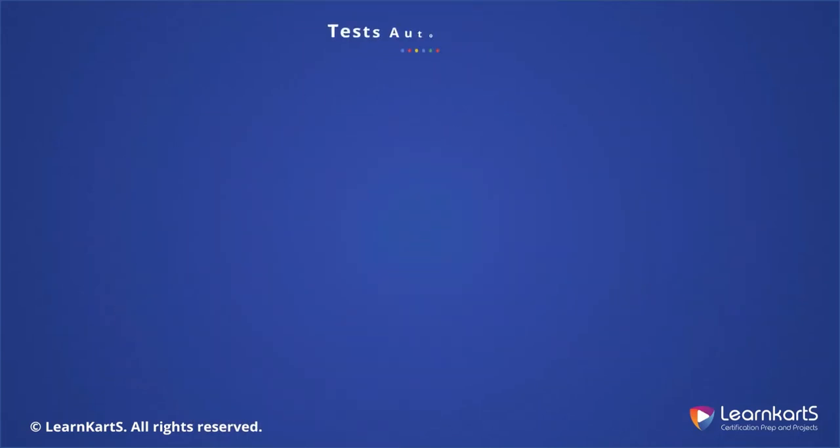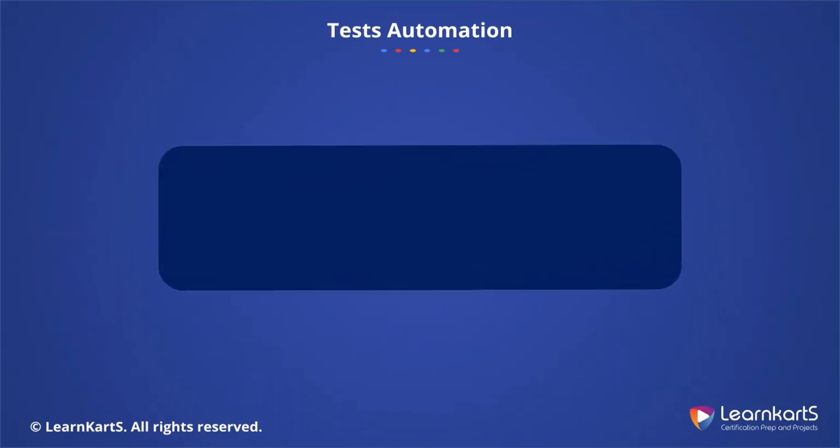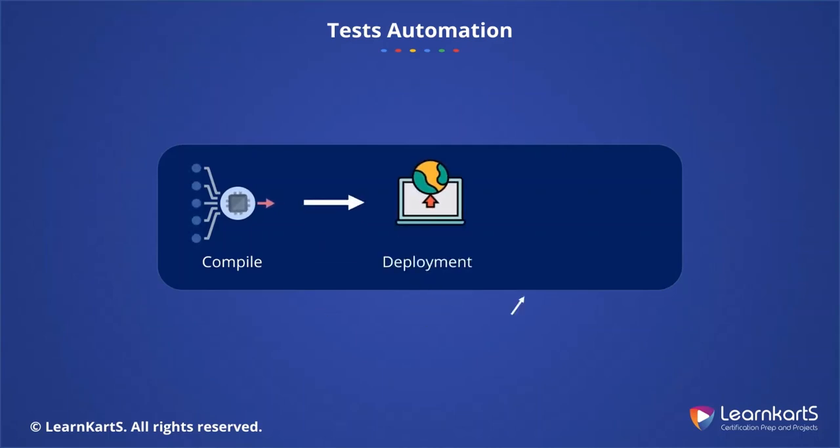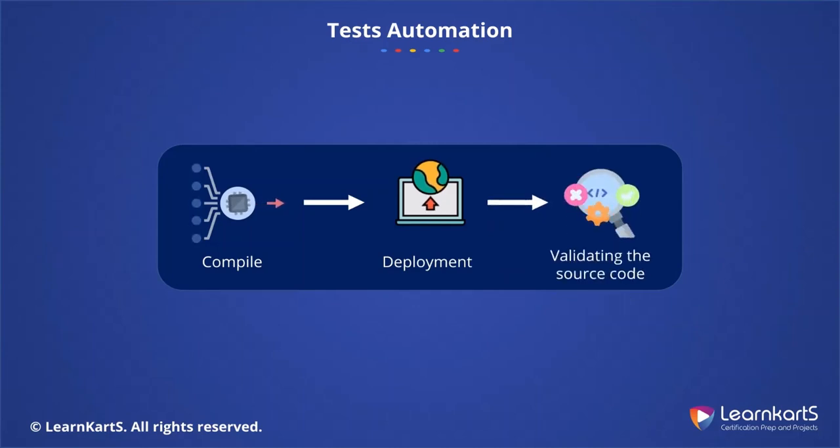Now, what is test automation? Test automation is also a very interesting topic. In a typical, normal SDLC cycle, you would take care of build automation first. You do the build process first, and then you run some test cases. We know that after the compilation, we do the deployment, and then we validate the source code with the help of test cases.